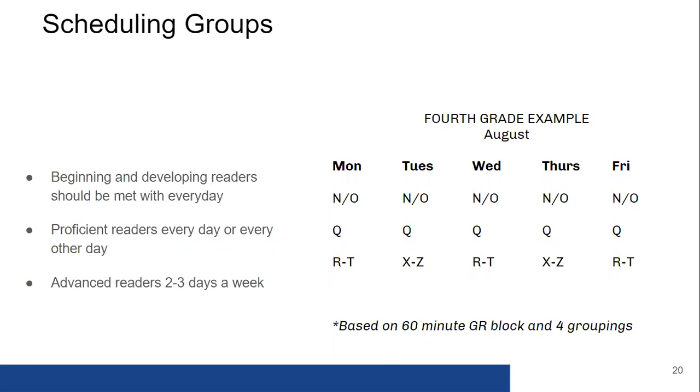Proficient readers you could meet with every day or every other day. In this example, Qs are grade level or proficient, so we would still meet with them every day. Advanced readers you could meet with 2 or 3 days a week. Now, this may work for you, this may not. You may have students that are more spread out, or not spread out. So again, this is just a flexible idea to get you thinking.